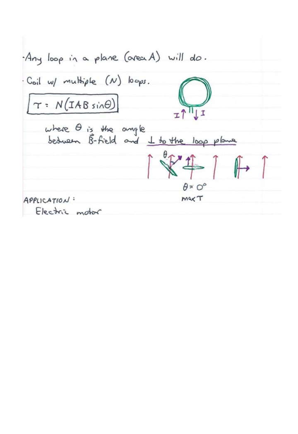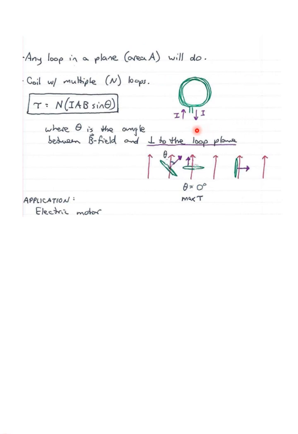In the previous example, as I was deriving it, I used a rectangular loop. It doesn't have to be a rectangle. I just did that because it keeps the geometry easy. But any loop will do that is in a plane that has some area A. It can be a coil that has multiple loops.